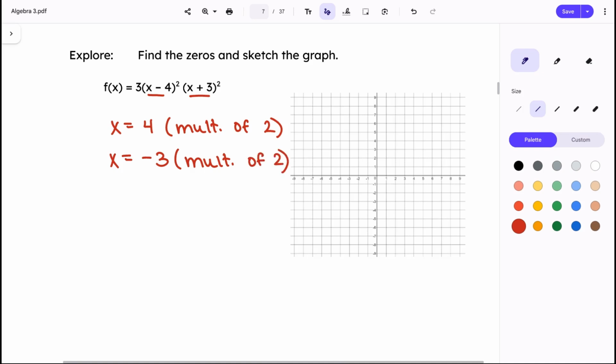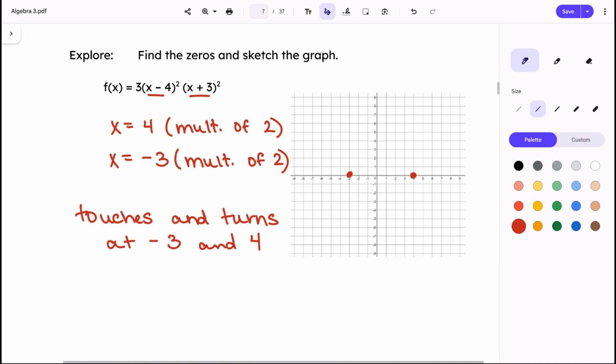If it's even, does that mean it crosses or touches and turns? Good. So we're going to say that this graph touches and turns, and it's going to do it at both of these. So it's going to do that at -3 and 4. So I'm going to go to my graph now. I'm going to put those points on, -3 and 4. And then I'm going to think about how this would look.